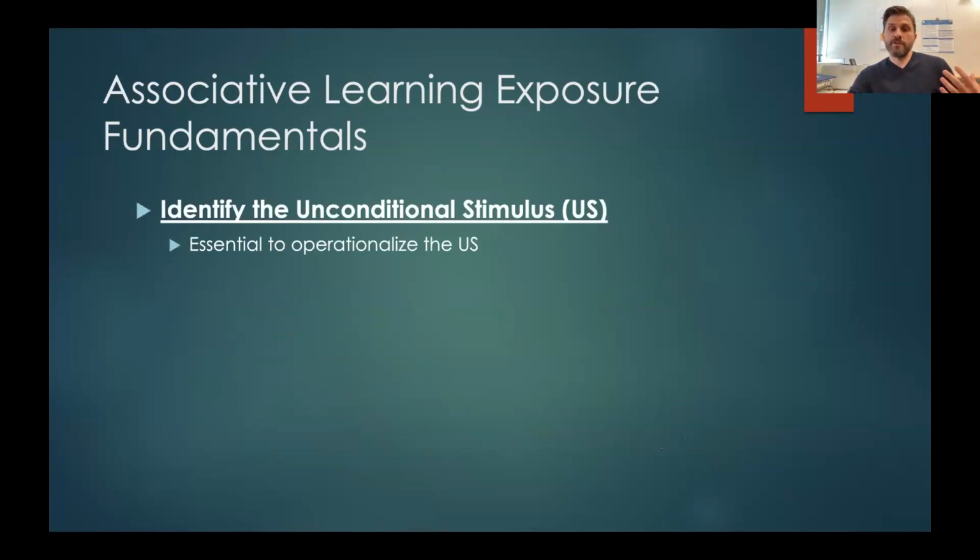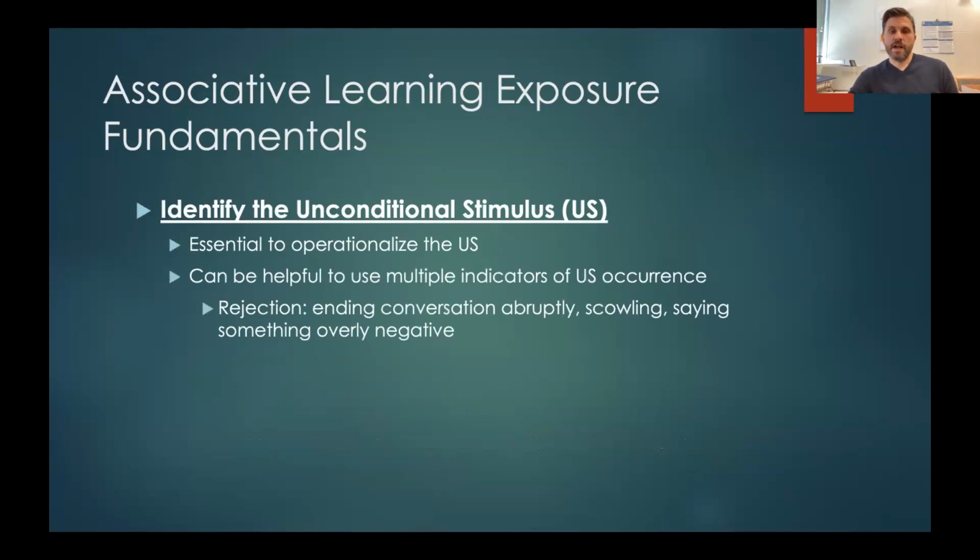It's really important as you do this, in some instances, to correctly operationalize the US, because this is going to be key to when we're doing exposures. So we often find it helpful to use multiple indicators of US occurrence, because we want to know as we're doing exposures, did this or did it not happen, right? That's part of the test as we're doing exposure therapy. So for rejection, we can't ever know what the other person is thinking. And we can talk about this when doing exposures for social anxiety, how we navigate that. But we look for more objective indicators of rejection.